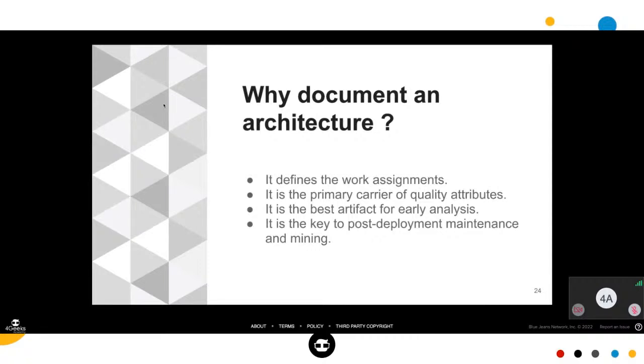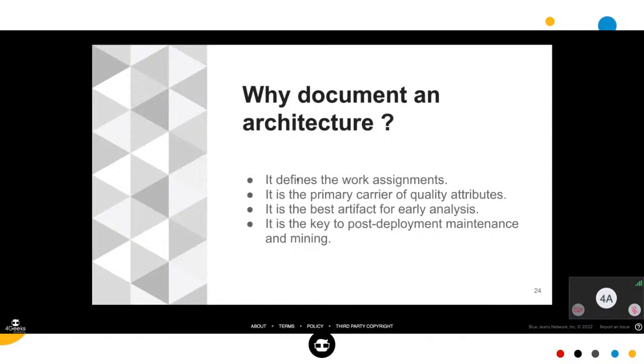Or we have a bug, we need to fix a bug. What is the documentation of the system? How do they communicate with each other? What is the architecture of the system? Okay, so we don't have it. So that's the reason why it's important to document the architecture.